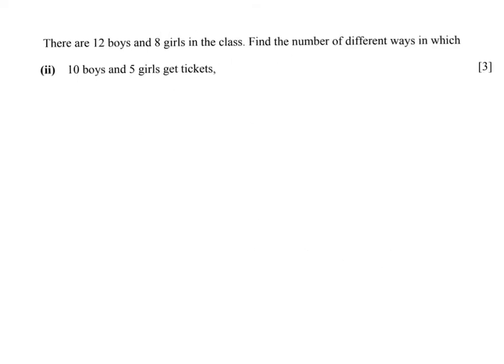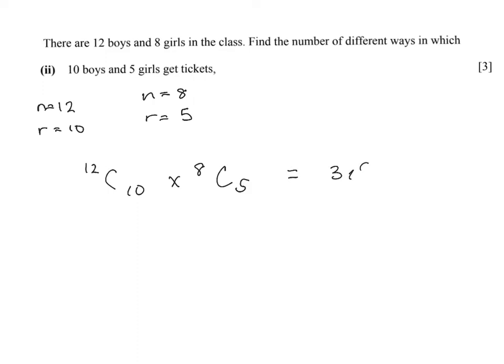Part 2 of this question has a condition in the number of ways that the tickets can be distributed. It says there are 12 boys and 8 girls in the class, and that 10 boys and 5 girls get tickets. That means our N here for the boys would be 12, and R is 10, as only 10 of the boys get tickets. And for girls N is 8, and only 5 of the girls will get tickets, which is represented by R. So our final equation will be 12 choose 10 times 8 choose 5, giving us 3,969 ways in which this can be done with the condition that 10 boys and 5 girls get tickets.